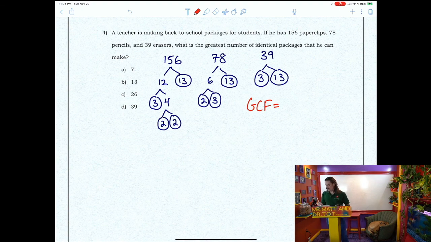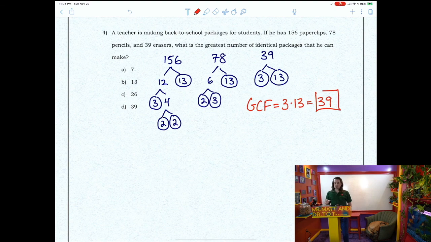So we're going to take 1 3. 1 is the least number of times 3 is used in any one of the factorizations. Moving on to 13: 13 is used once in 156, once in 78, once in 39. So we're going to take 1 13. 3 times 13 is 39. Now they're asking, what is the greatest number of identical packages that he can make? So 39, the GCF, would be equal to the greatest number of identical packages that he could make, which would be answer selection D.